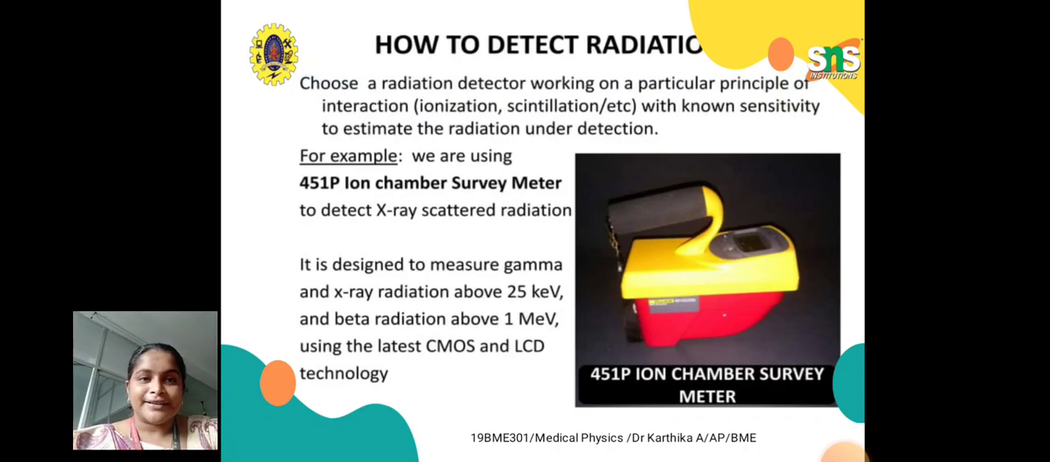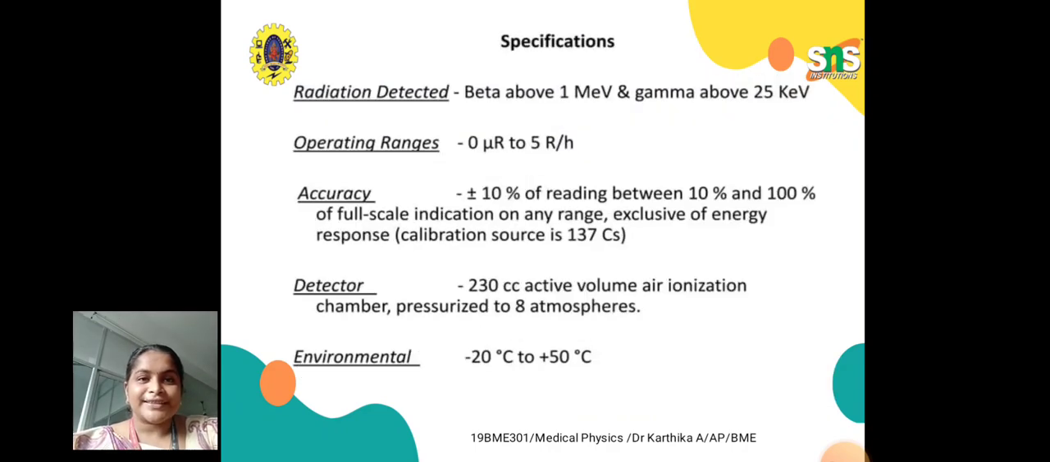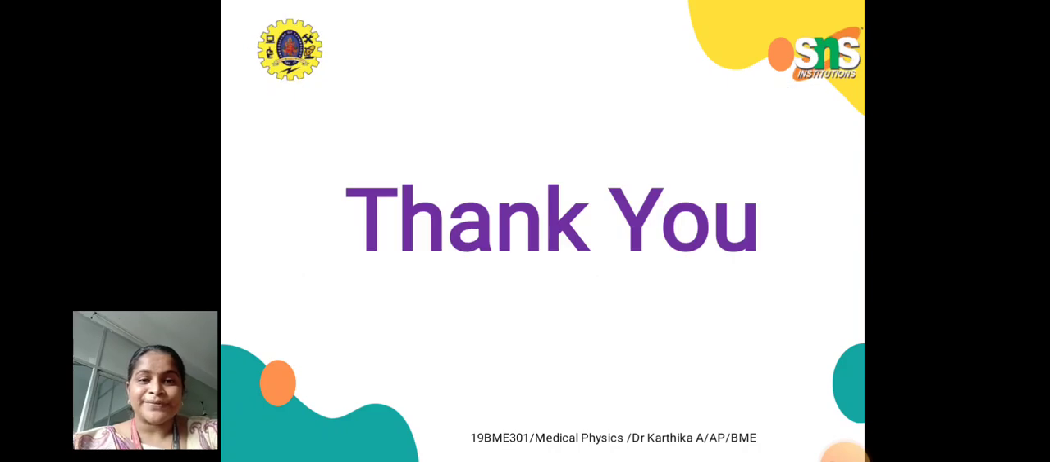See this one. Here we are using a 451P ion chamber survey meter to detect X-ray scattered radiation. It is designed to measure gamma and X-ray radiation above 25 keV and beta radiation above 1 MeV using the latest CMOS and LCD technology. Also, we have some specifications like radiation detected, operating range, accuracy, detector, and environmental changes.